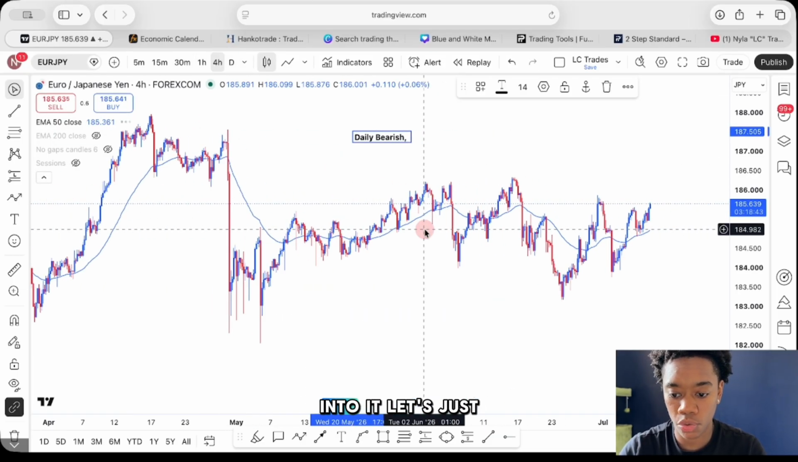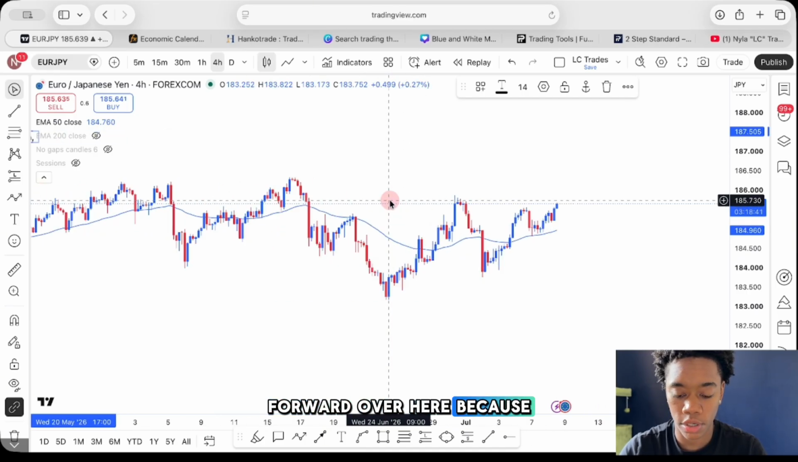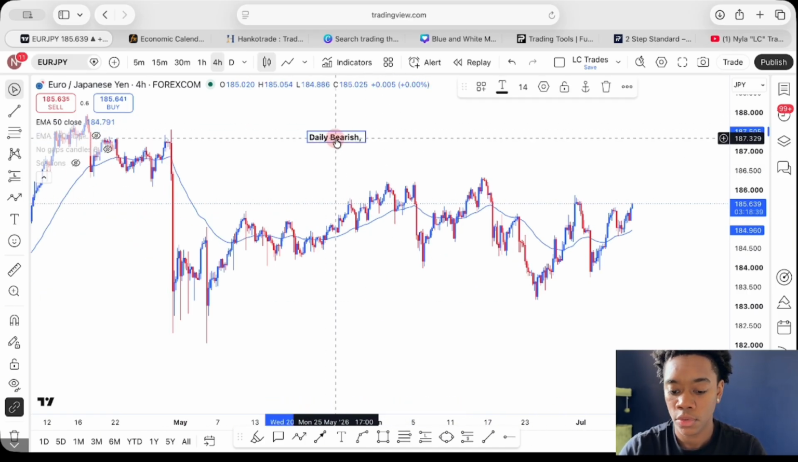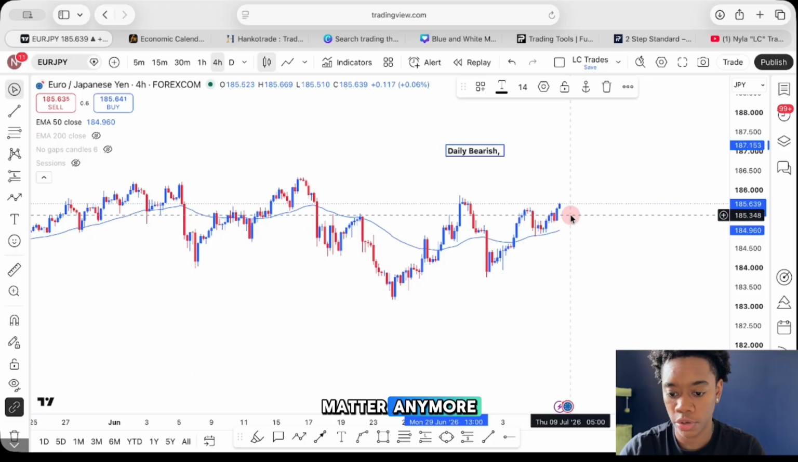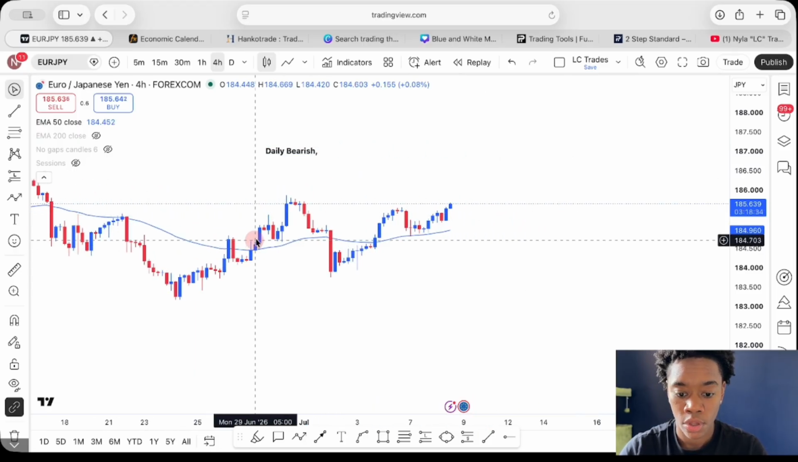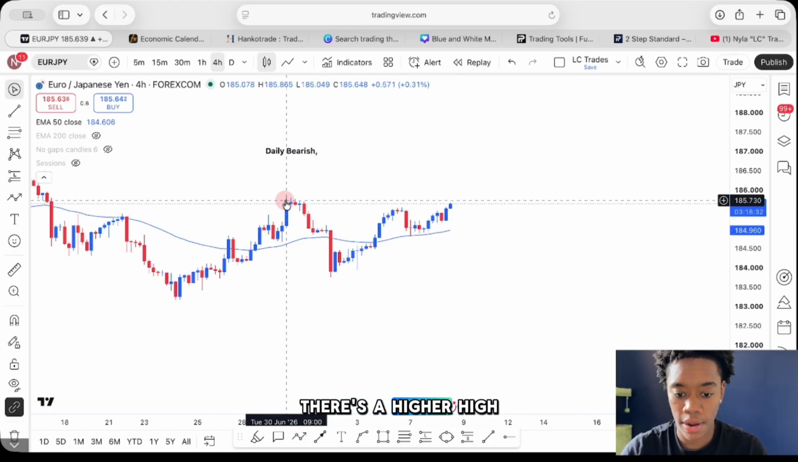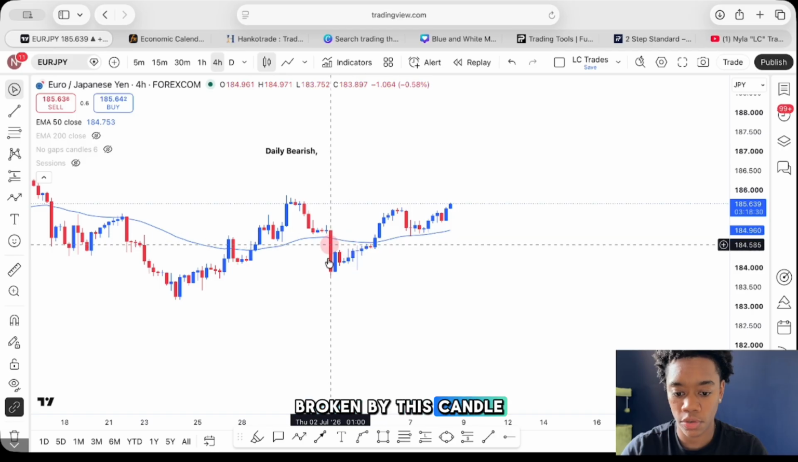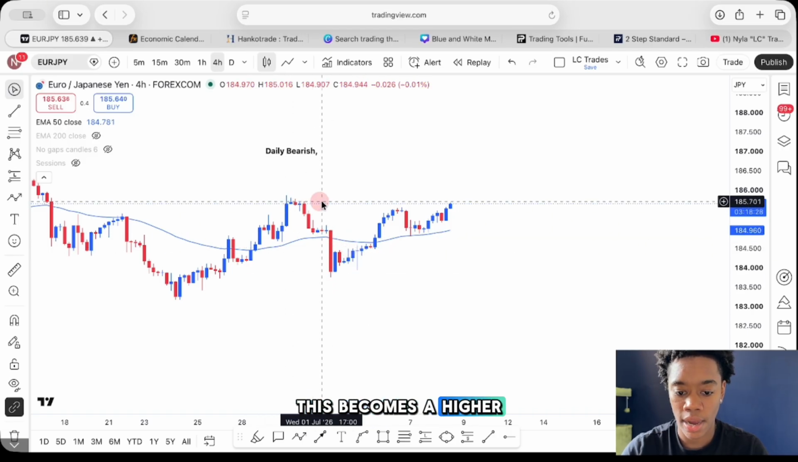Let's go. Let's get into it. Let's just fast forward over here because we're not about to sit there and figure out all of this right here. It doesn't matter anymore. In current time, there's a higher low. There's a higher high. This higher low was broken by this candle right here. This becomes a higher low.